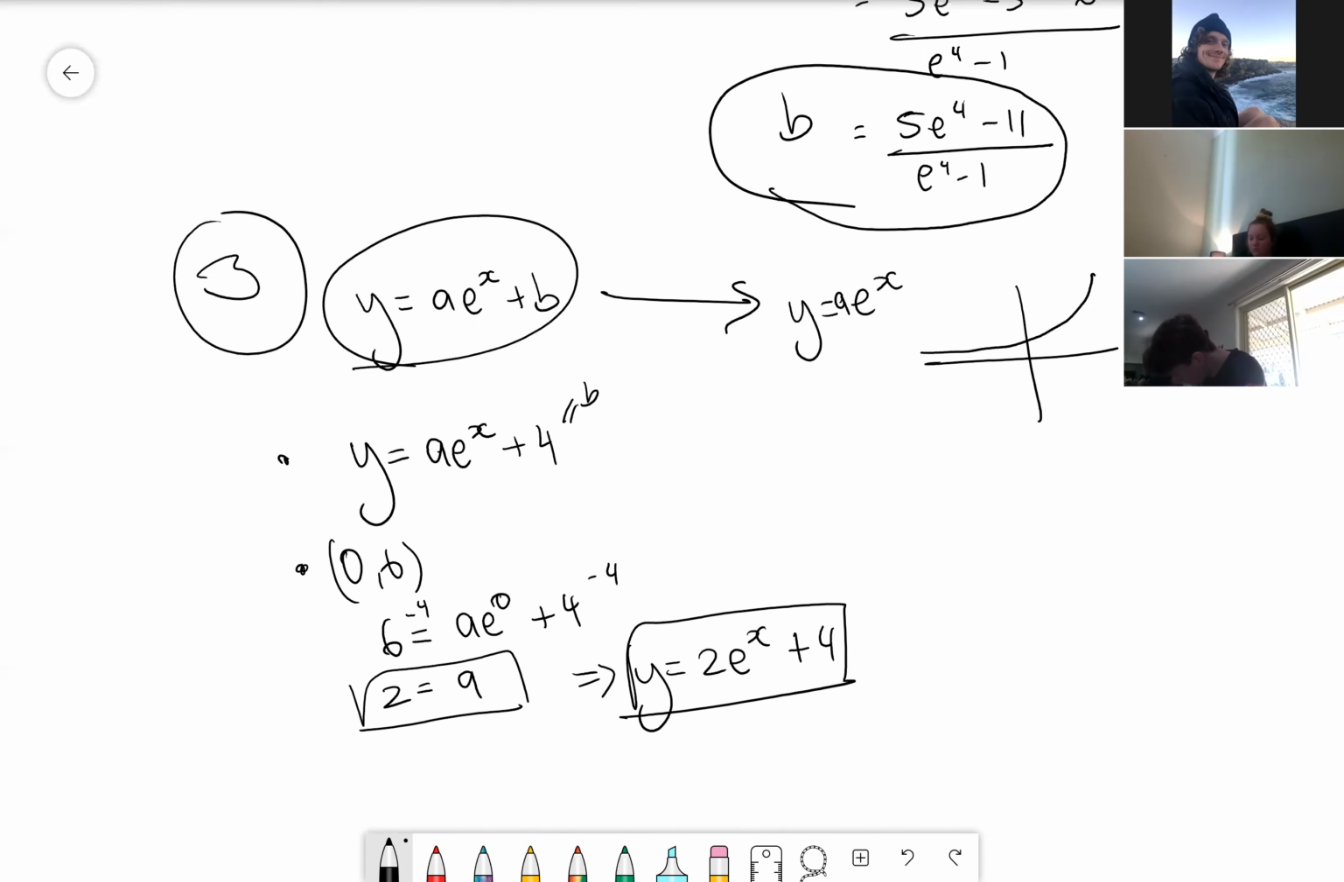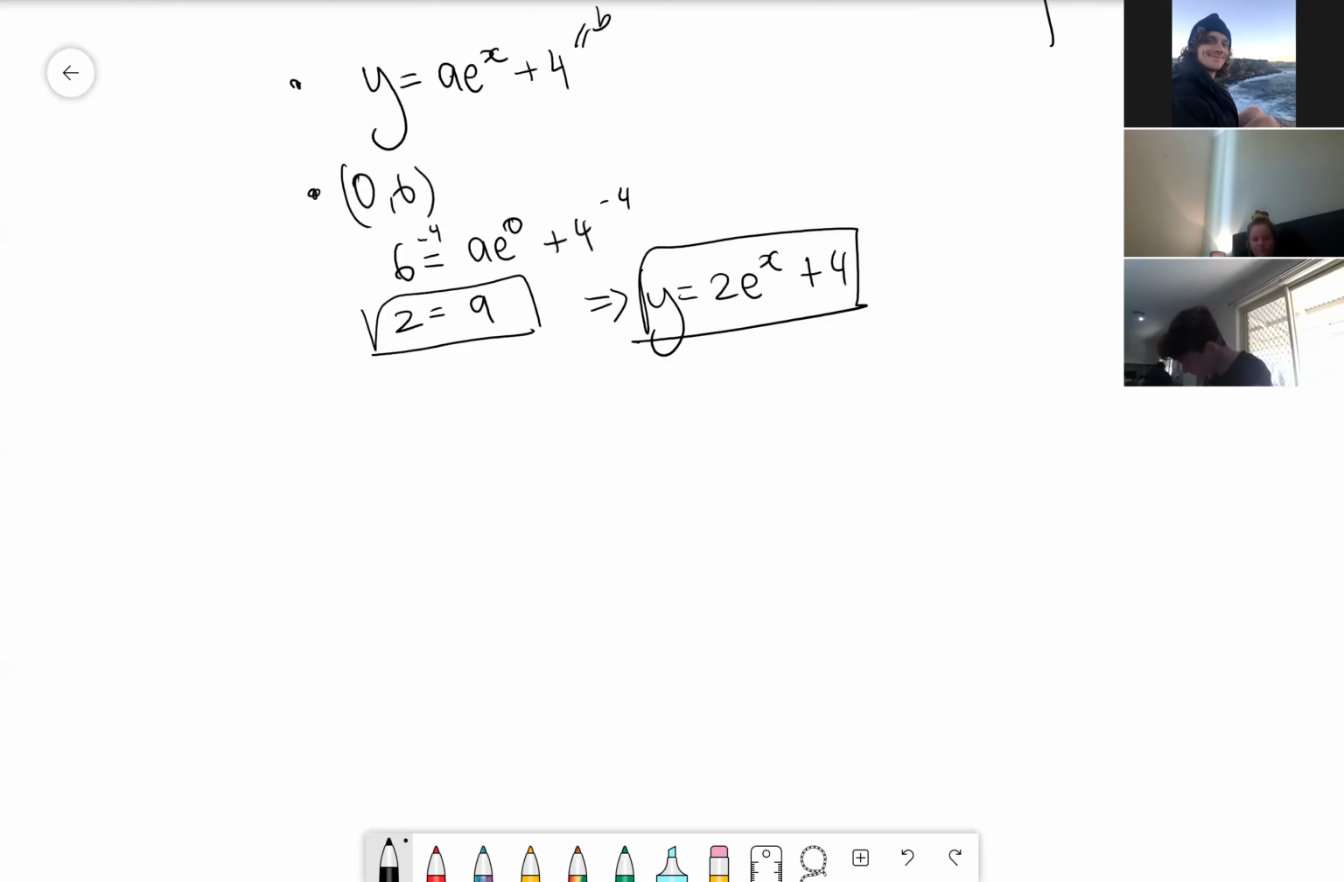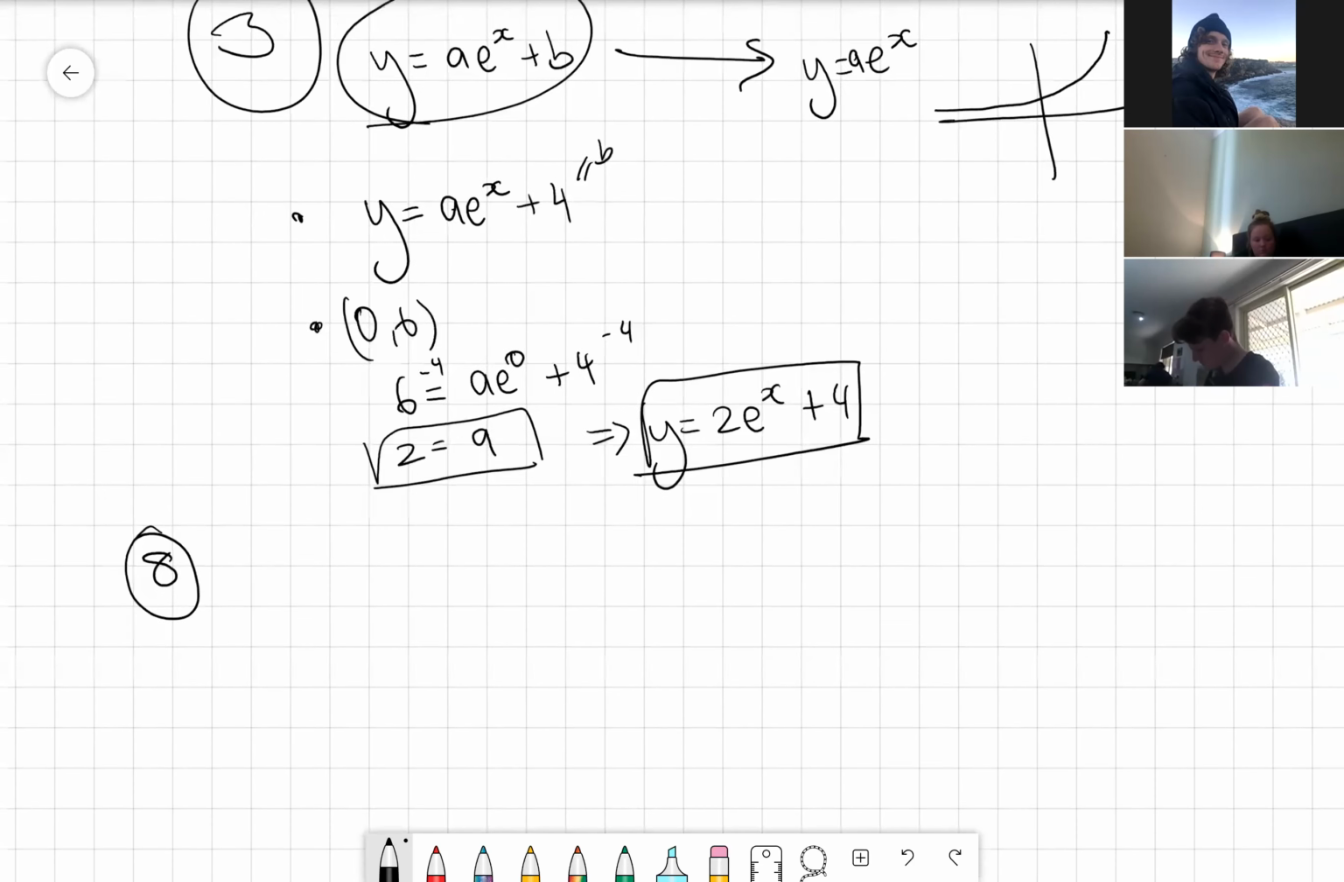Let's look at one more question together, guys, and that should be enough. Let's look at question 8. For 3, A equals 2. Yes, correct.